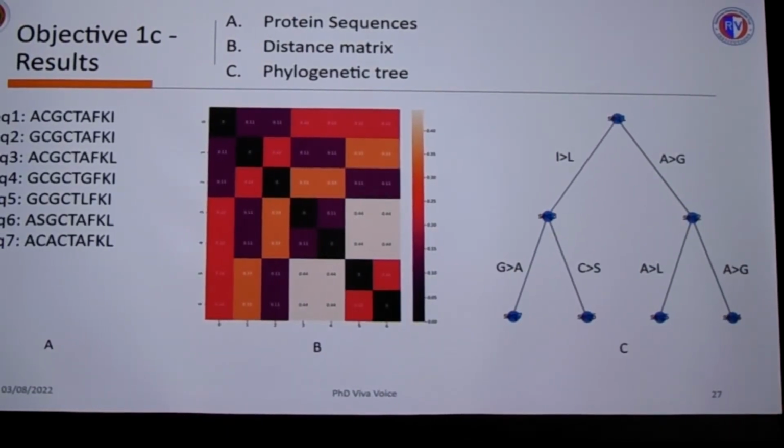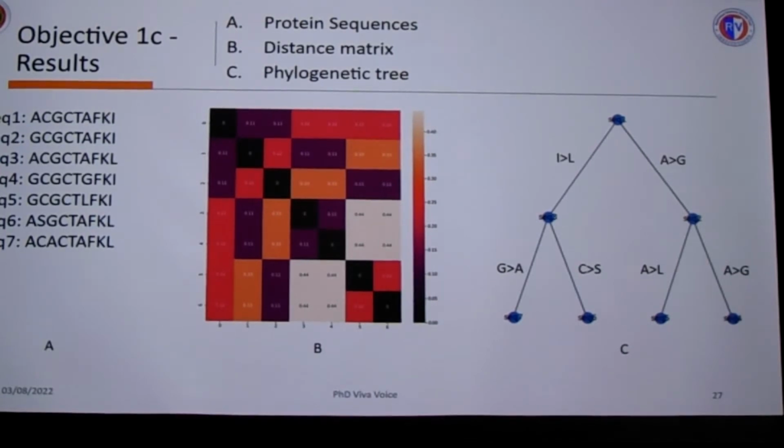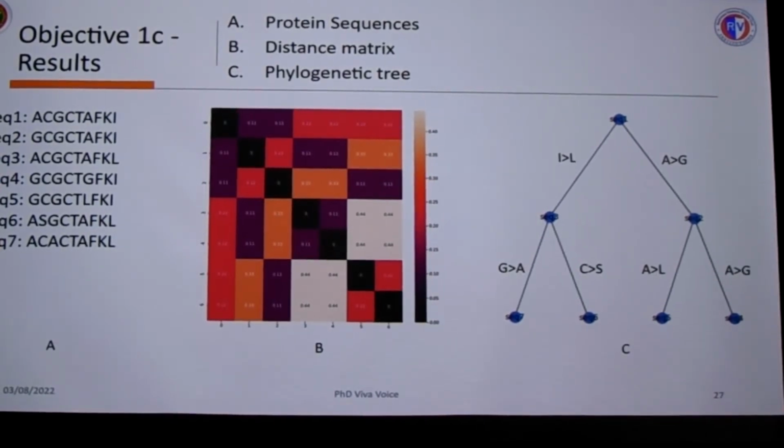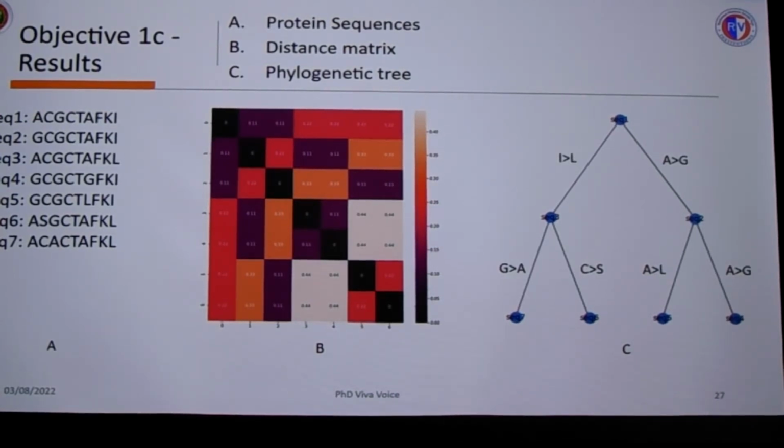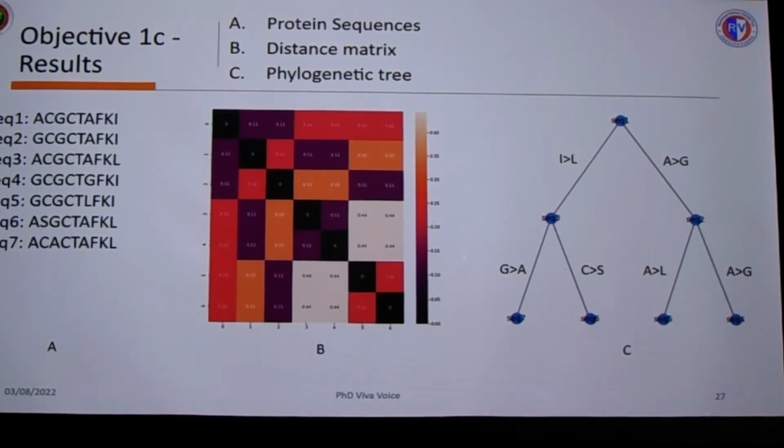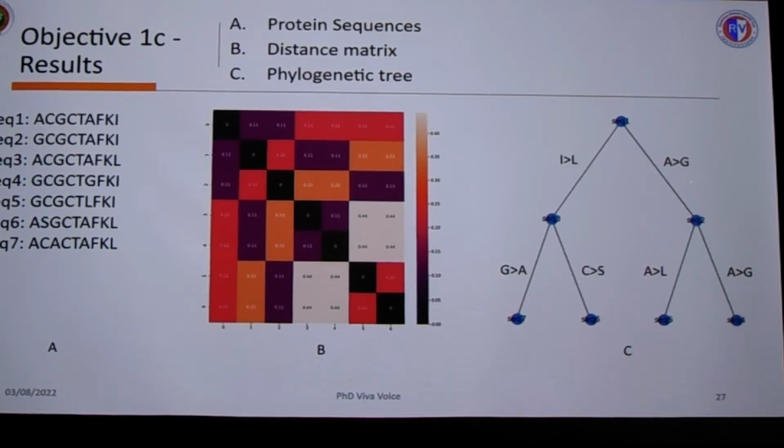This is just to illustrate. Basically, we have 7 sequences, which will be the input. These are 7 aligned sequences, followed by which the distance matrix is created. So what is the distance between each of these sequences? That is the distance matrix. Based on the distance matrix, the phylogenetic tree will be created. This will be a bit huge when we are taking a lot of samples. This is just for demonstration.